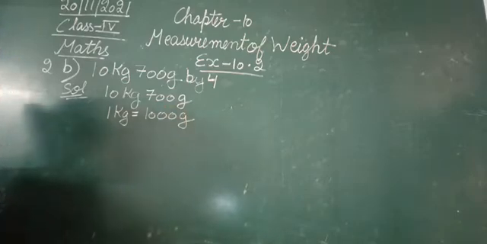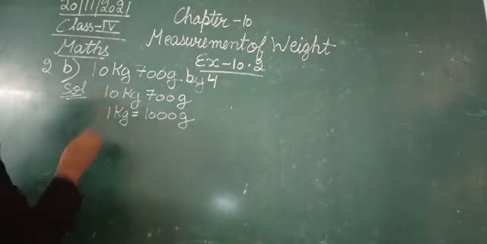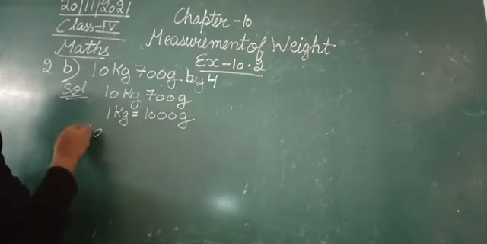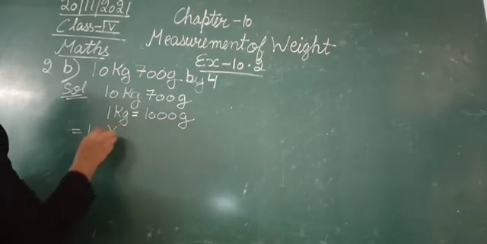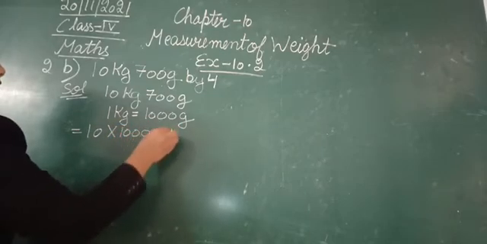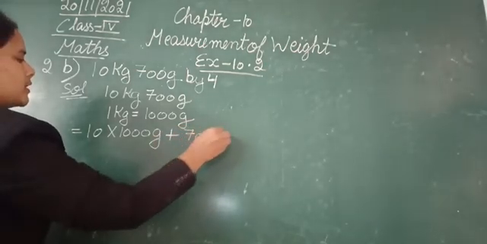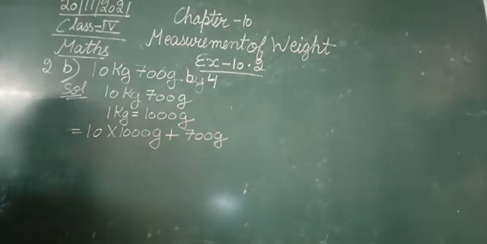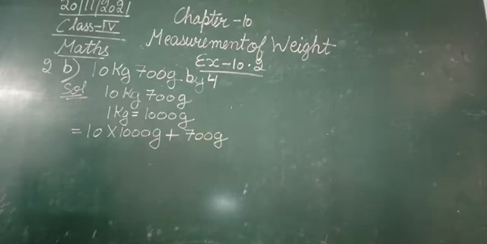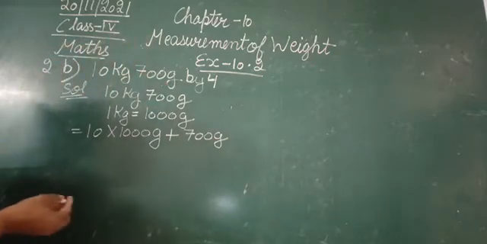1 kg is equal to 1000 grams. So for converting 10 kg into gram, we will multiply it with 1000, so it will be converted into grams. Plus 700 is already gram, plus 700 grams. When we multiply this 10 kg with 1000, it will convert into gram, and this is already gram, so no need to convert it.